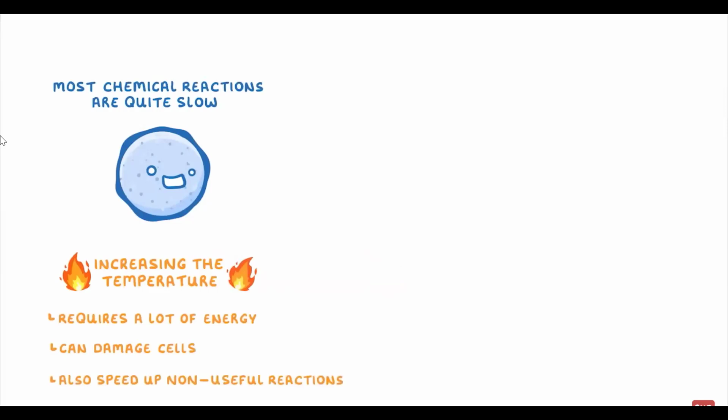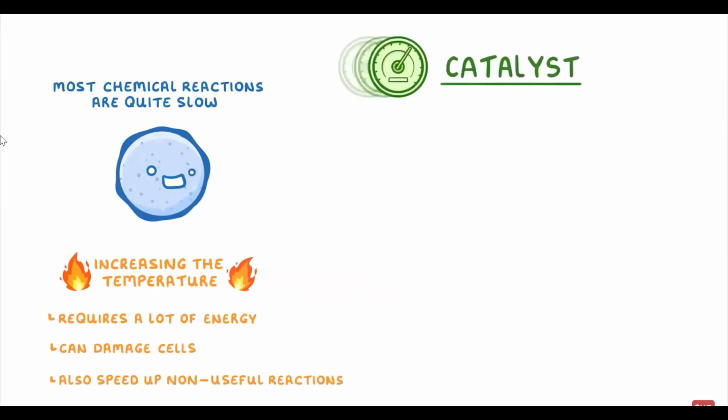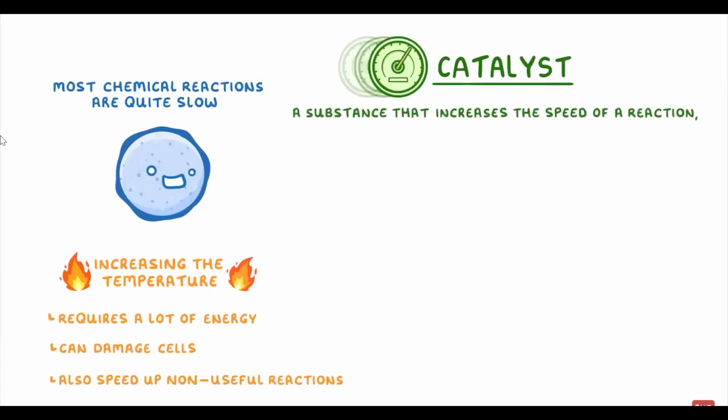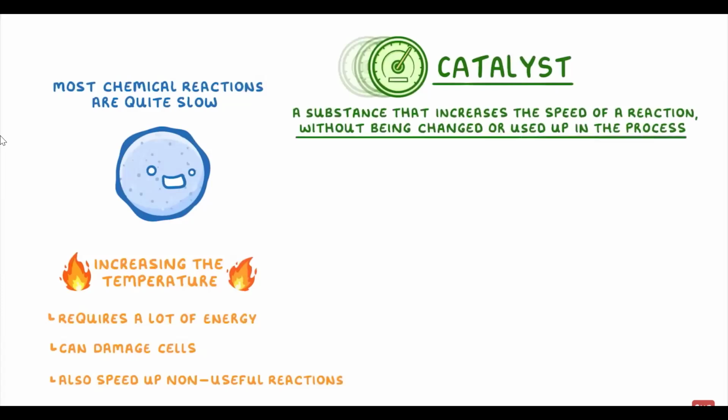So because of all these problems, a better way to increase the speed of chemical reactions is with a catalyst. We can define a catalyst as a substance that increases the speed of a chemical reaction without being changed or used up in the process. And this last bit of the definition is really important, because it means that catalysts can be used over and over again to catalyze multiple reactions without being used up.